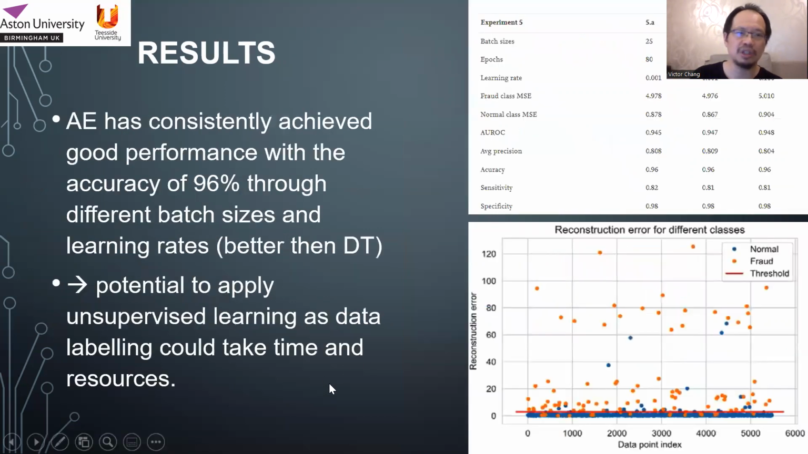And we can then talk a little bit about experiment 5. And this is the result. We then use the autoencoder. Then we have the batch sizes, learning rates, fraud class MSE, normal class MSE, AUROC, average precision, accuracy, sensitivity, and specificity. While doing machine learning algorithms, we have to be able to do very thorough tests.